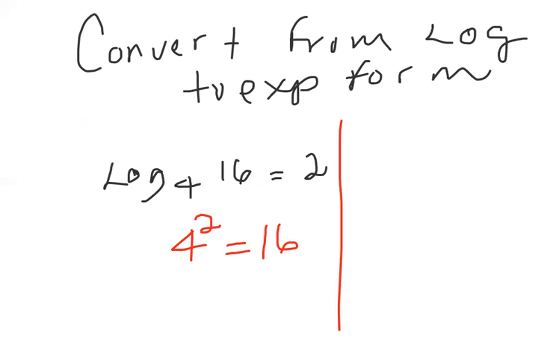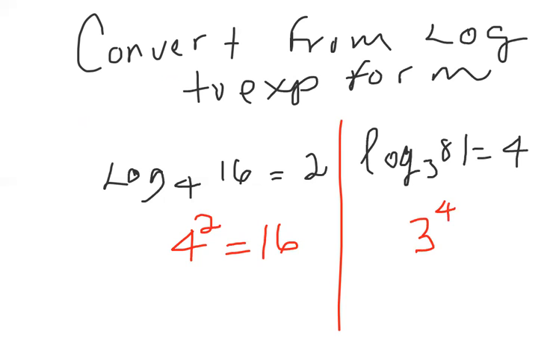Here's another one, guys. Log base 3 of 81 is equal to 4. So here we go. 3 to the 4th power is equal to 81. The base is 3, the power is 4, and the answer is 81. Any questions, guys?